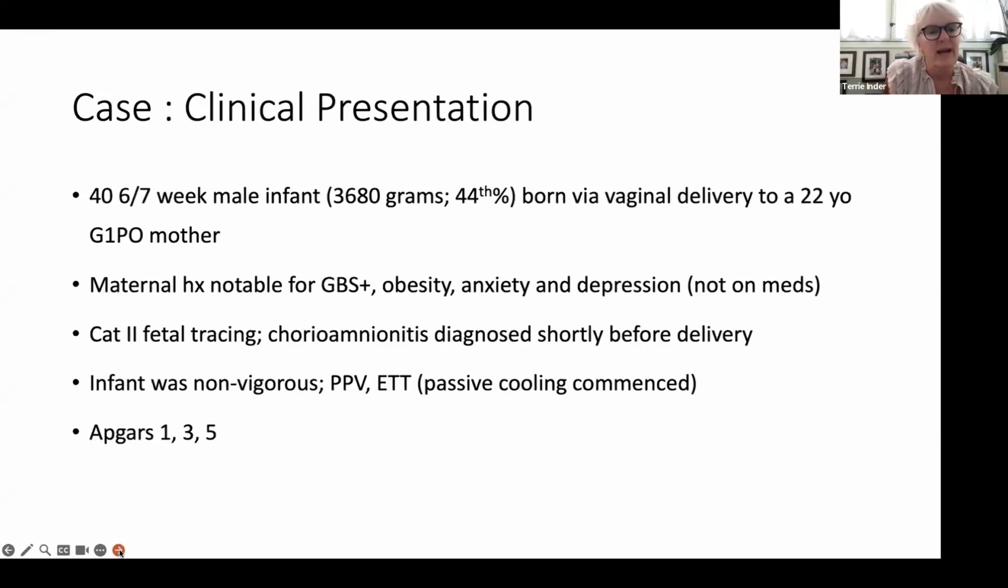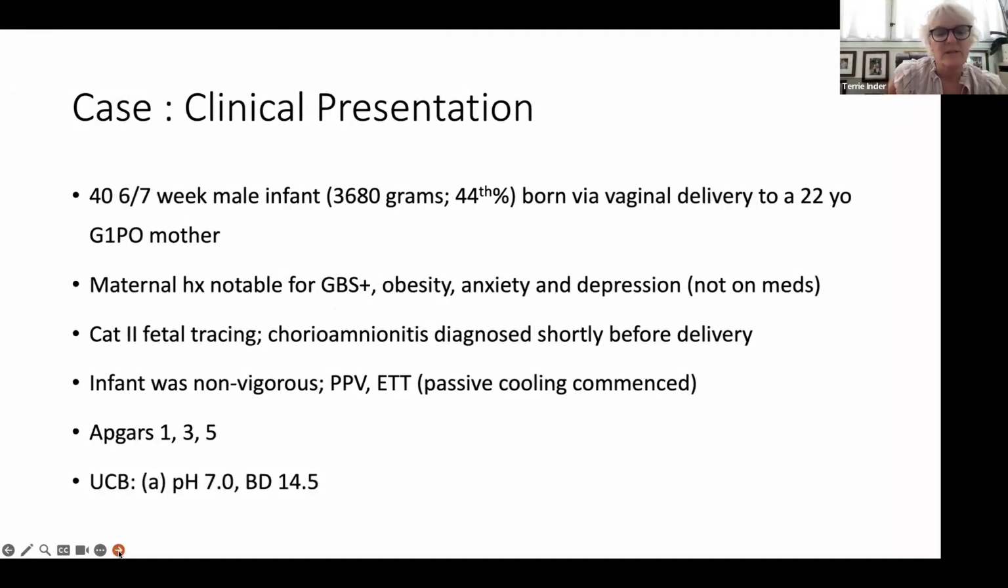Let's look at a different type of case. This is a 40-week infant born by vaginal delivery to a primigravida mother. Notable for GBS being positive, and you can see here some fetal tracing abnormalities, but the baby came out pretty unexpectedly depressed with APGAR, as you can see, 1, 3, and 5. Here is the cord gas.